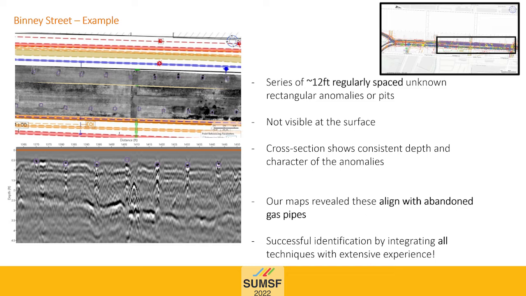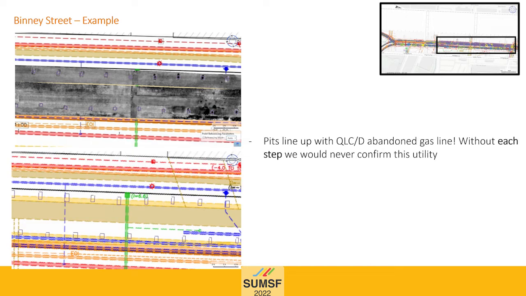But because we have these background maps, we are able to see at the bottom here the background map with and without the data on it. These pits line up really well with some old legacy data that told us there was an abandoned gas pipe there. Without the background map, we would have no idea what to do with the GPR, and the GPR is confirming this location, which we only had from a legacy map and didn't know for sure was even there. We're able to see from a different angle and build up our knowledge of the subsurface.